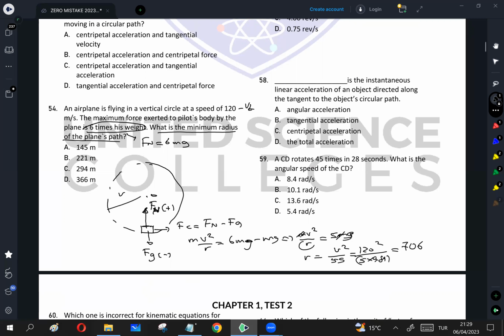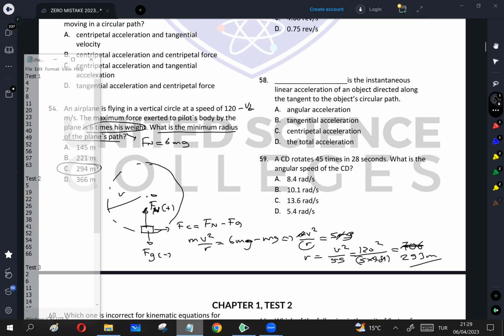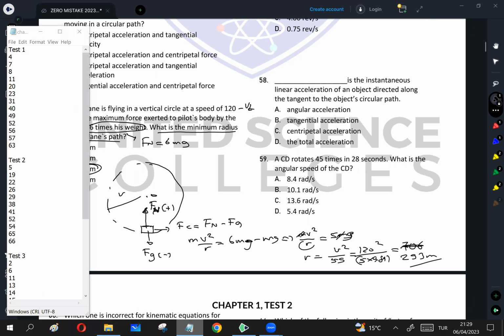So we calculate them. 120 squared divided by 5 times 9.81. Answer is 193, sorry, 293 meters. Yani almost C. And next question, after 54, it's going to be 65.